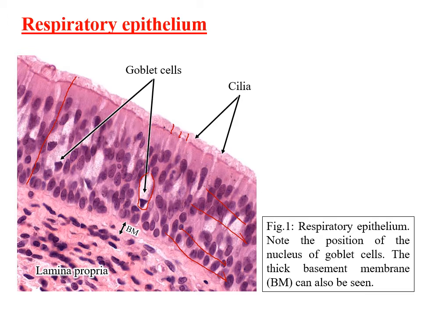And here you can clearly see that goblet cells have typical features. Cytoplasm is clear and the nucleus is at the bottom of the cell. This epithelium rests on a thick basal lamina, as you can see here. So these are the features of this epithelium, which lines most of the conducting zone of the respiratory system.